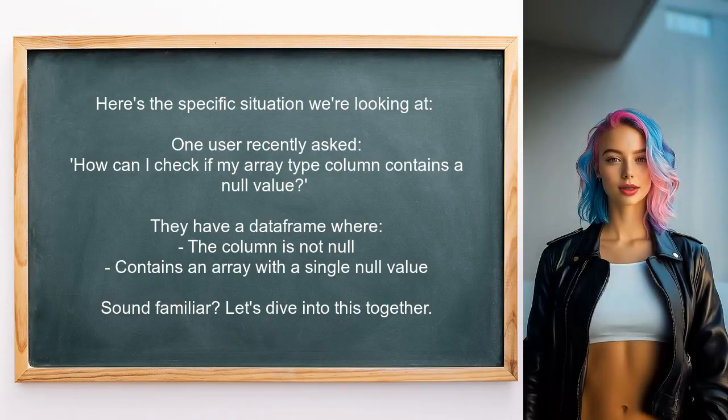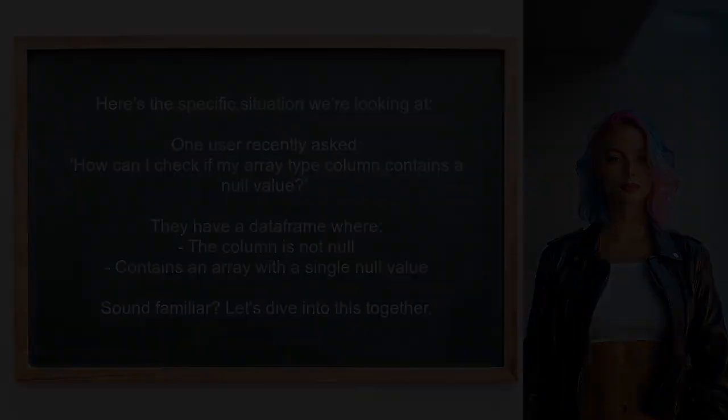Here's the specific situation we're looking at. One user recently asked, "How can I check if my array type column contains a null value?" They have a data frame where the column is not null, but contains an array with a single null value. Sound familiar? Let's dive into this together.